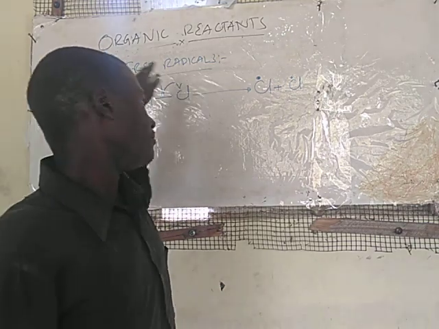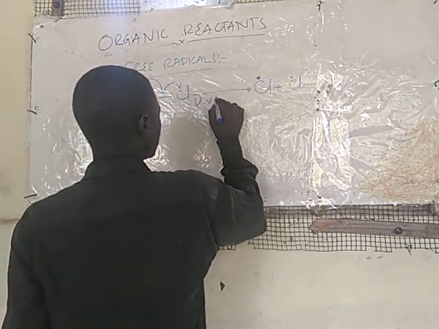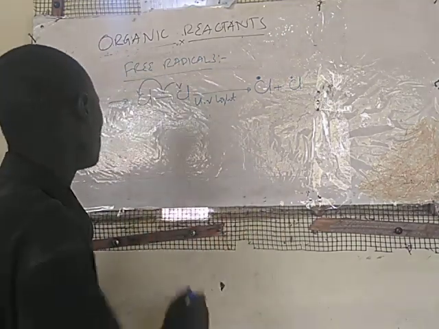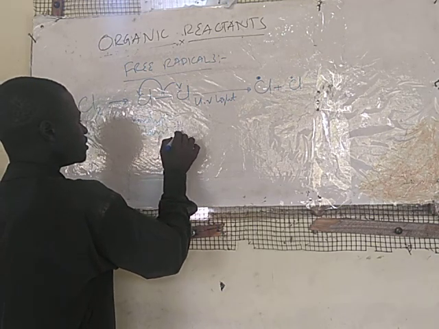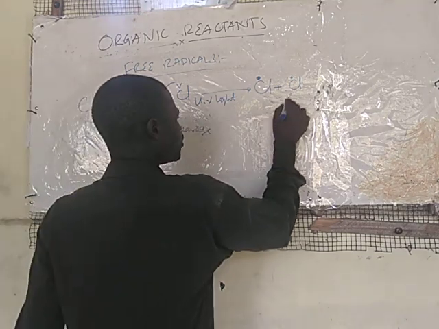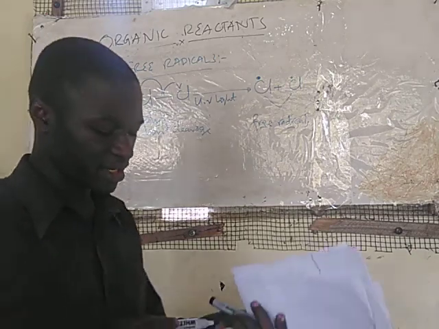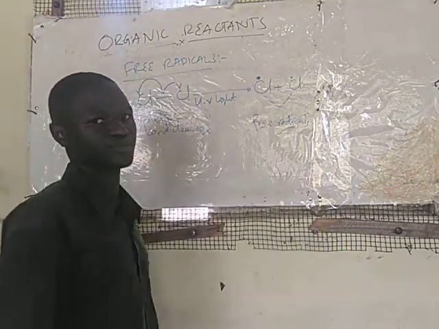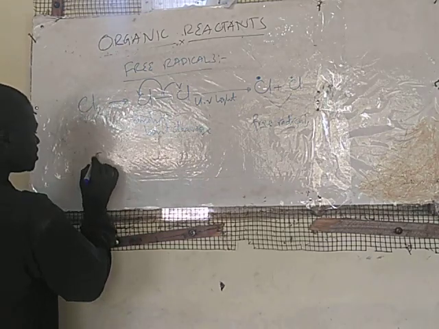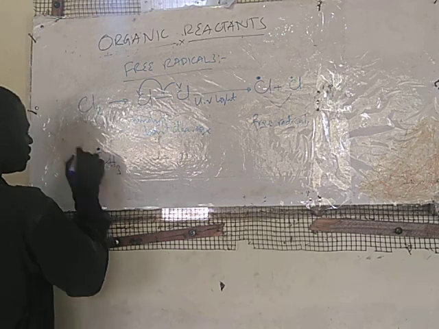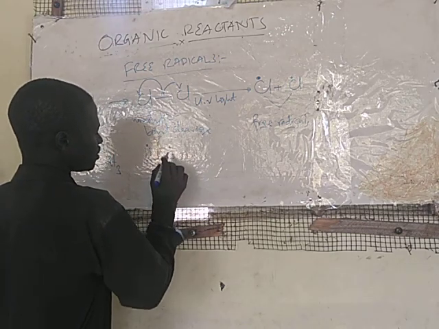But if we use UV light, in the presence of UV light we can break this chlorine. So we do what we call homolytic bond cleavage to get this. Now these are what we call free radicals. In organic chemistry, we write free radicals with a dot. Any free radical, we write the element with a dot. For example, sometimes you can write CH3 then a dot, which means this is a free radical, or hydrogen then a dot, or fluorine then a dot. That is a free radical.